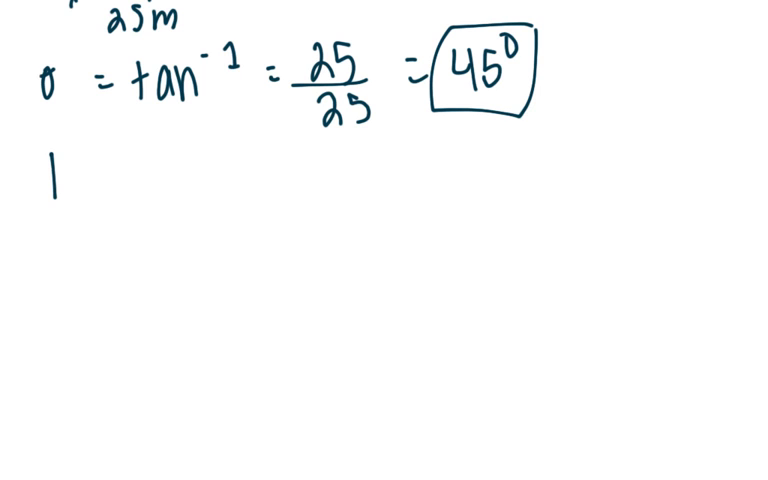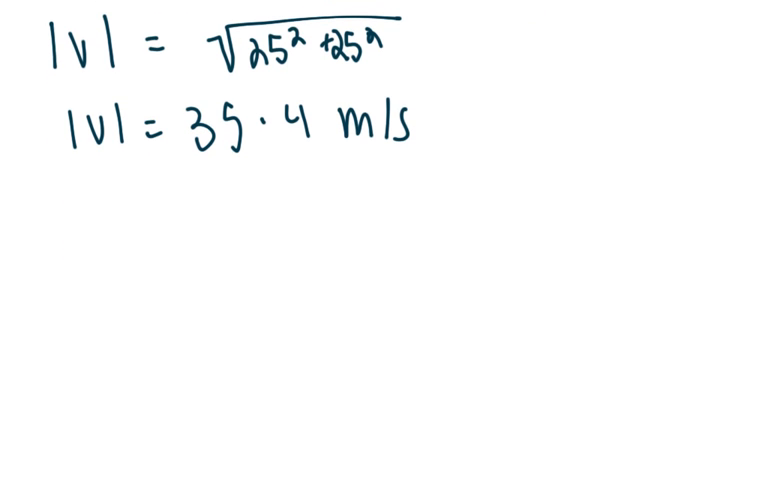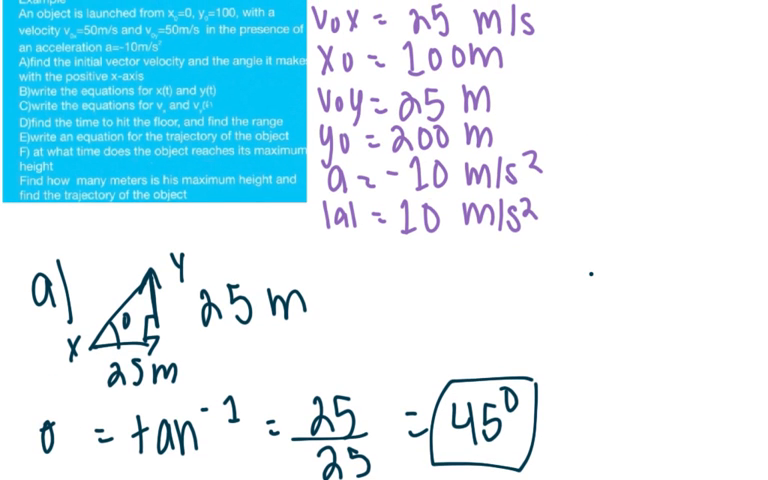And then the magnitude equals the square root of 25 squared plus 25 squared, so we get 35.4 meters per second. Now for B, it's asking us to write the equations for x(t) and y(t).